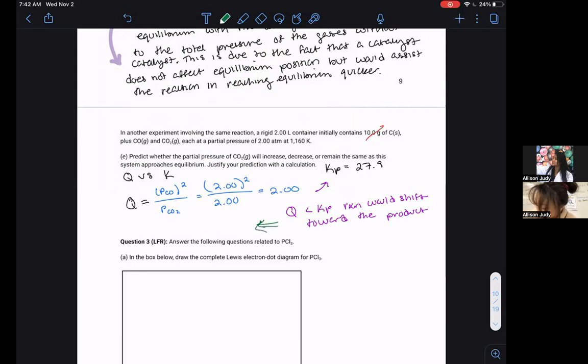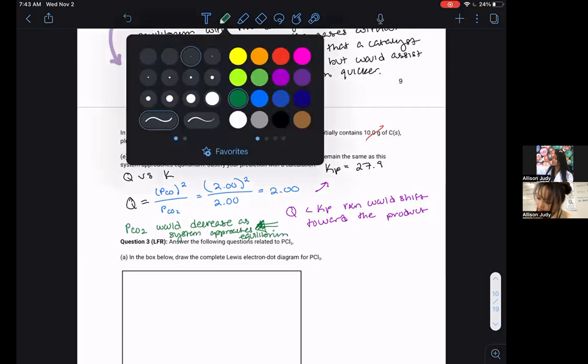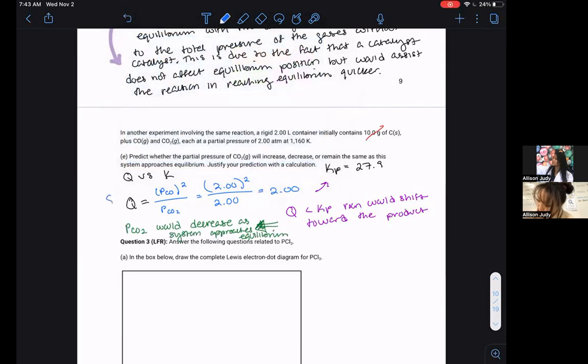and thus, as far as answering the question, predict whether the partial pressure of CO2 will increase or decrease, we would say that the partial pressure of CO2 would decrease as the system approaches equilibrium. Okay. So 1 point, by the way, would be earned for this calculation. This is a 2-point question. 1 point would be earned here, and then 1 point would be earned for the correct explanation.